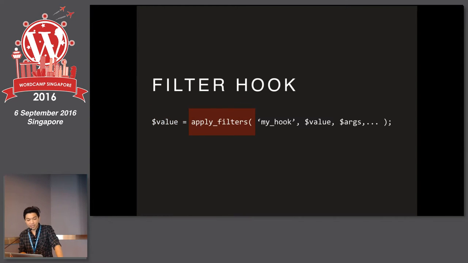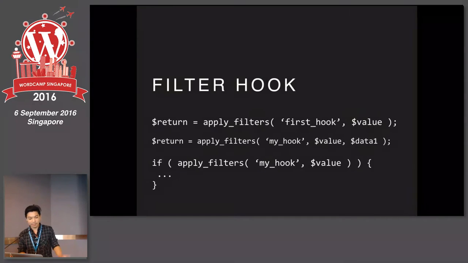Then we are officially calling apply_filters. This is what allows the value to be filtered. The hook name is the first parameter, as always. The required next parameter is the value being filtered. Of course, if you want to filter something, you need something to be filtered. And an optional one or more parameters, as always.